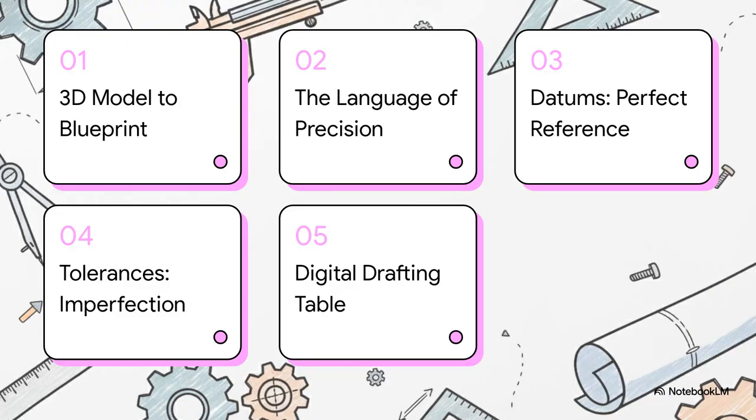All right, so here's our roadmap. We're going to start with the big challenge, going from a perfect 3D model to a real part. Then we'll learn the language of precision that makes it all possible. We'll get into its core grammar, things called datums and tolerances, and finally, we'll see how it all comes together in the modern world on a digital drafting table.